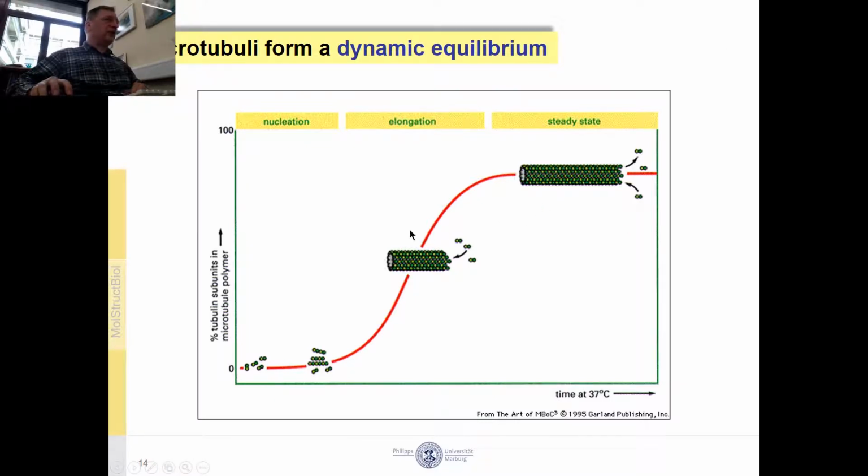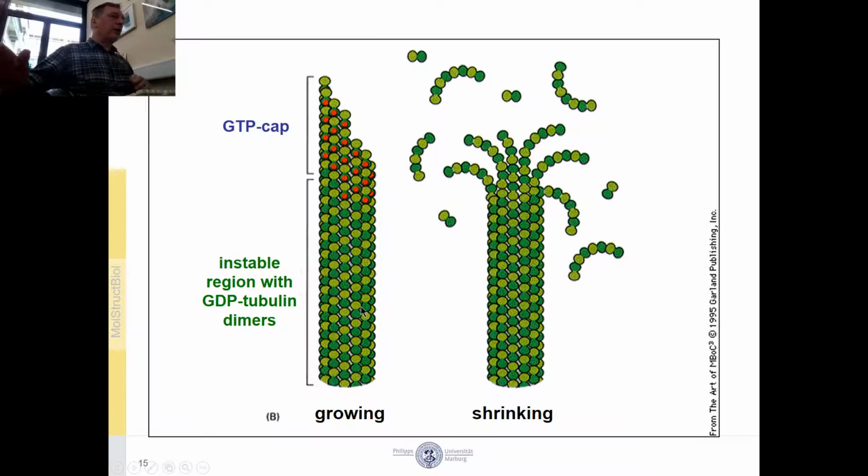And when you're in steady state, you have an equilibrium between addition of new alpha beta heterodimers and dissociation of alpha beta heterodimers, and usually from the plus end, because the minus end is very often also blocked from depolymerization by interaction with microtubule associated proteins. So the whole process here, nucleation, elongation, steady state, stability of plus and minus ends, is of course subject to interaction with many, many other microtubule associated proteins.